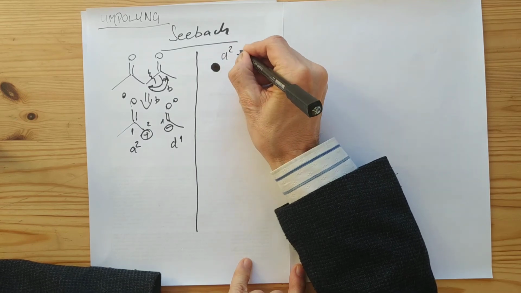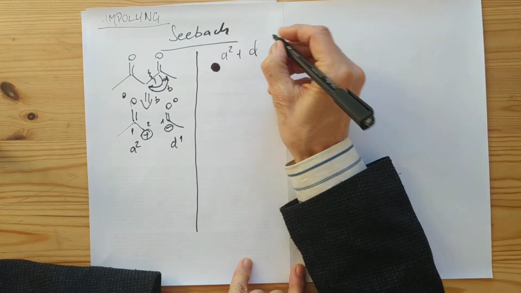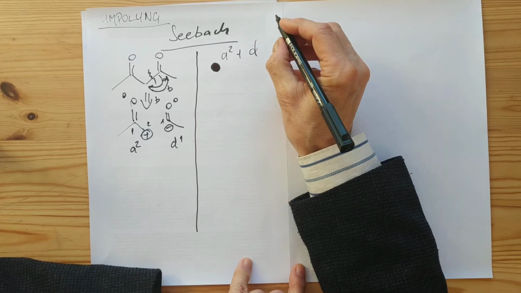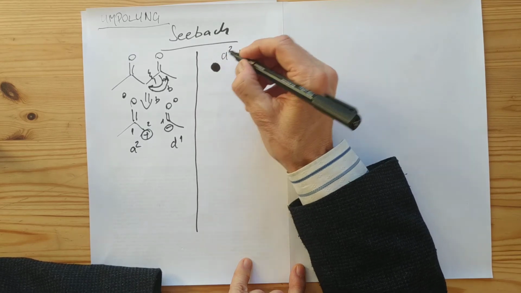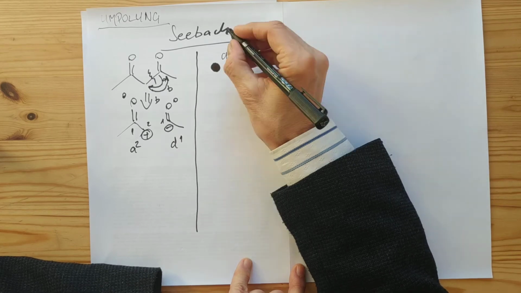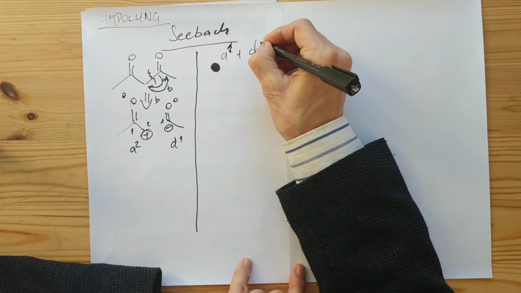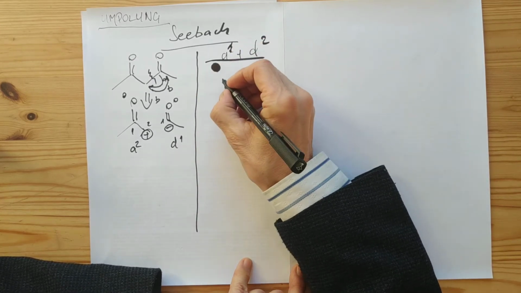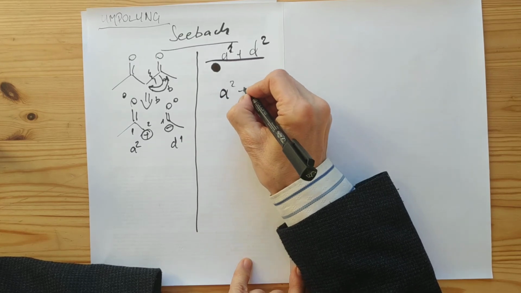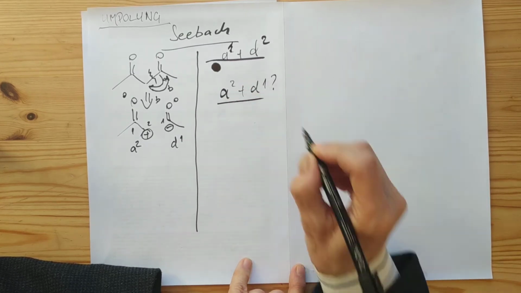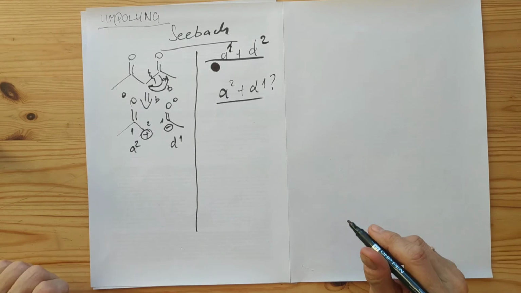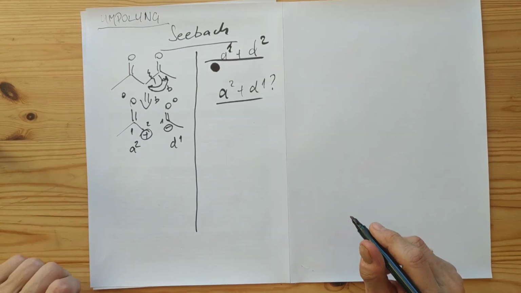So we have quite a good one for A1 plus D2. But what if we would like to have A2 plus D1? And for that reason, we need an Umpolung concept.